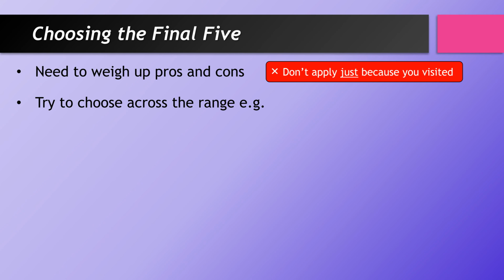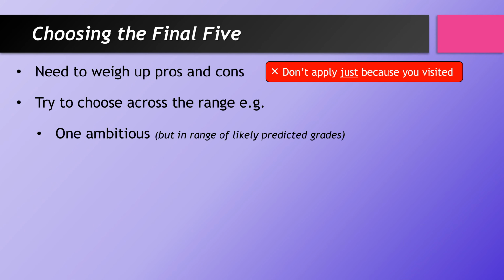Now, for your final 5, I would definitely try and choose across the range if you're able to. So especially if you're going for Oxford or Cambridge, or the top 5, pick one of those, so an ambitious one, but it's got to be in the range of your likely predicted grades. If your teacher's predicted you A star, AA, go through the ambitious one because they might reduce it. You might be able to persuade a teacher to increase their predicted grade for one of them. But if you're predicted BBB and this ambitious one is AAA, that might be a little bit too far. But discuss with your teacher maybe.